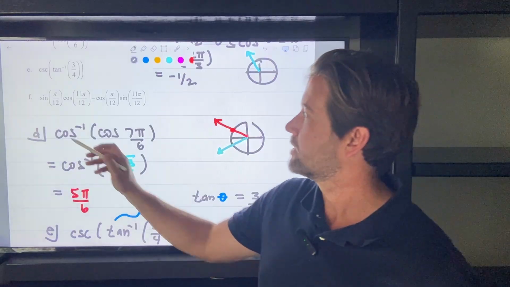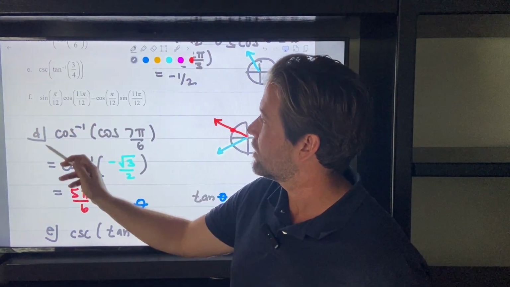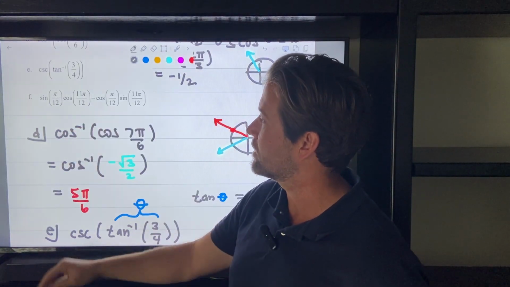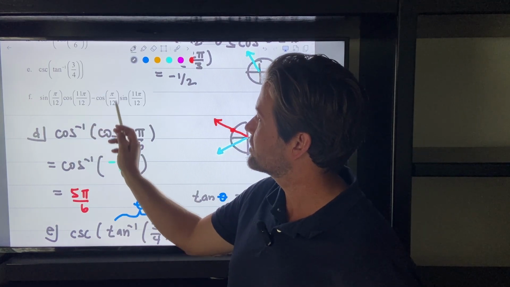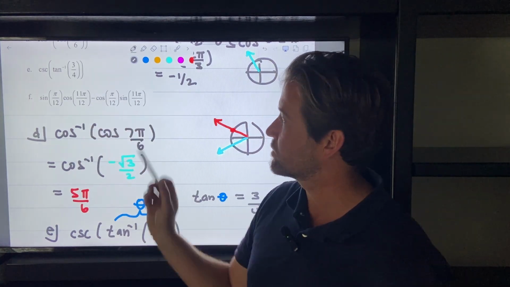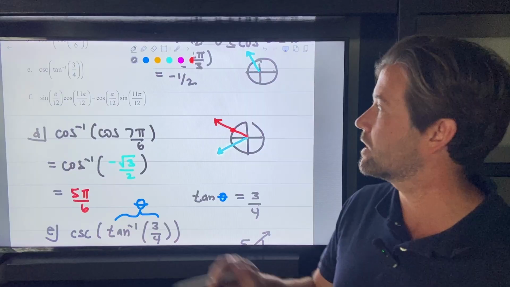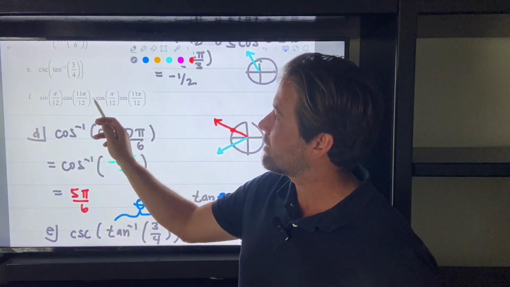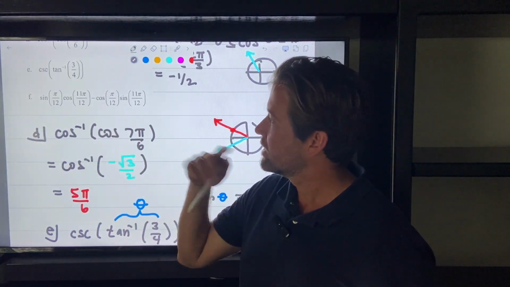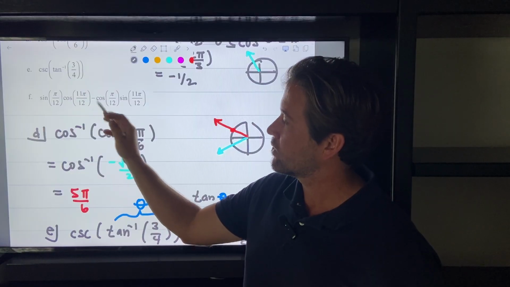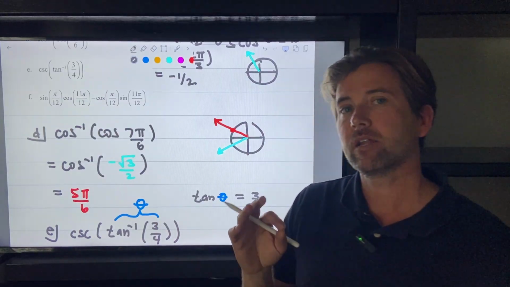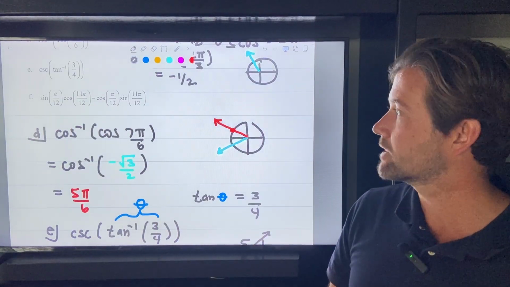Okay, part F. Sine of pi over 12 times cosine of 11 pi over 12 minus cosine of pi over 12 times sine 11 pi over 12. I can see that's angle addition for sine, but that's a minus sign right there. And normally angle addition for sine has a plus. So it's going to be the sine of, and I have to subtract the two angles.